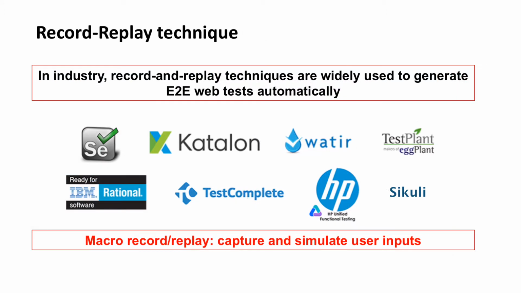To facilitate web test development in industry, record and replay techniques are widely used to generate end-to-end web tests automatically. There have been lots of record-replay tools developed in the industry and research realms for web application testing. For example, Selenium IDE, Katalon, Sakuli. These tools belong to the micro-record-replay technique, as they only capture and simulate user inputs while ignoring other non-deterministic events in the browser and the server.